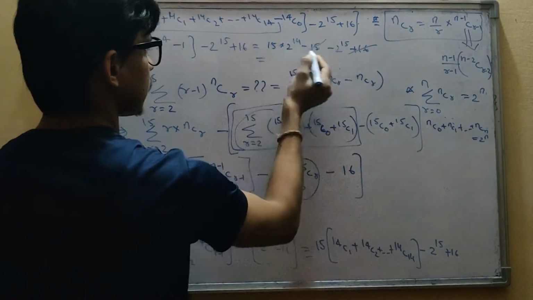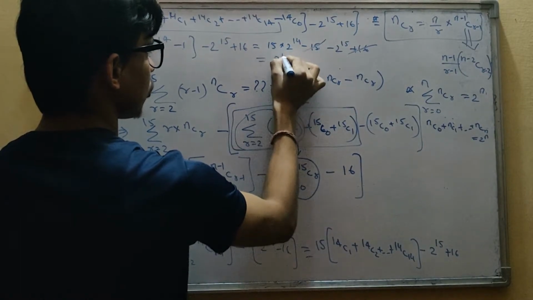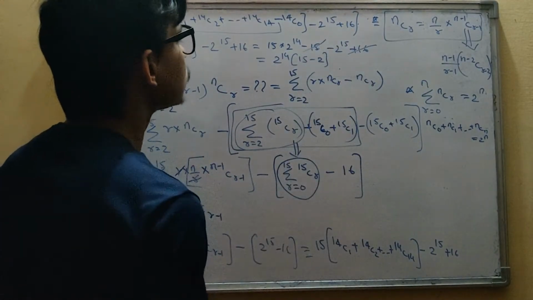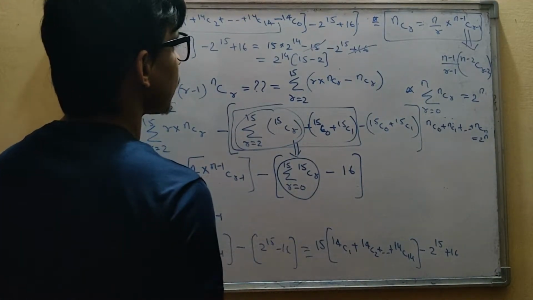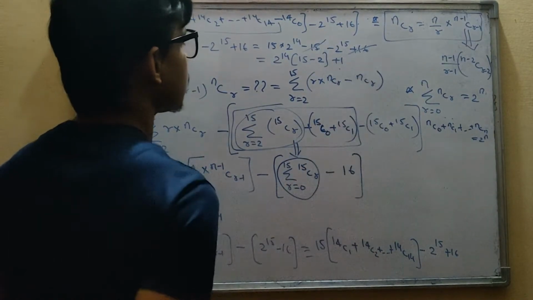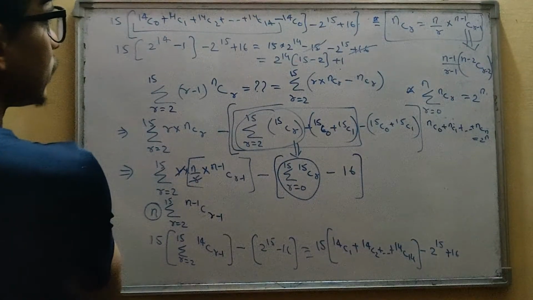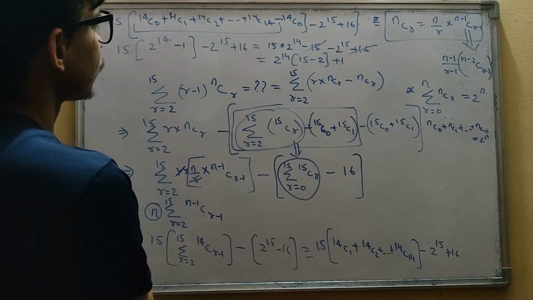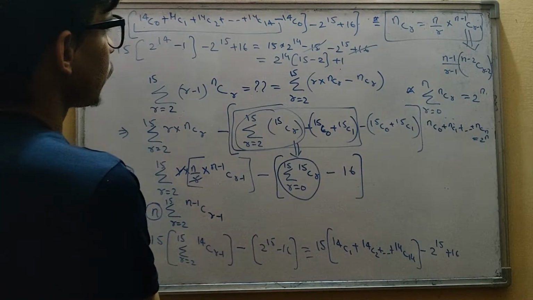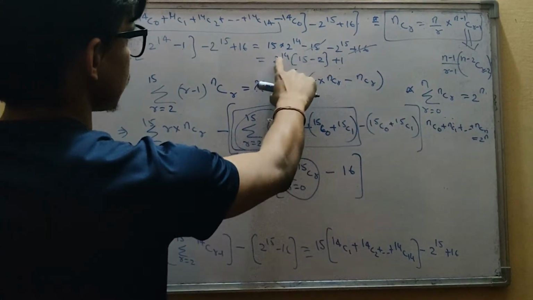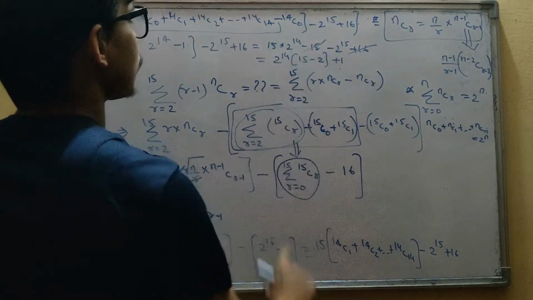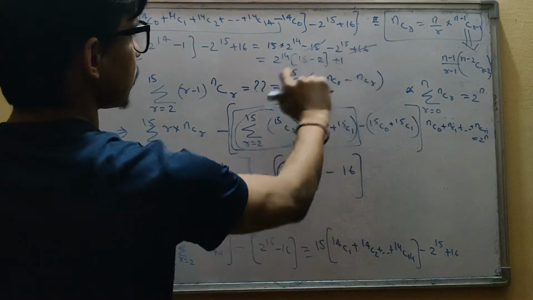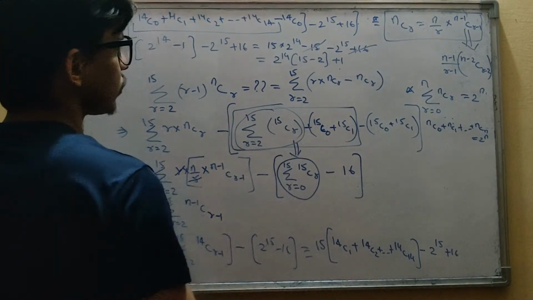So this 16 will cancel out with this, and if I take 2 to the power 14 as a common, it is going to be 15 and it is going to be 2. So 15 into 2 to the power 14 minus 2 to the power 15. If I take 2 to the power 14 as a common, this is going to be 15 and this is going to be 2. Now minus 15 plus 16 is going to be plus 1. So it is going to be 13, right?